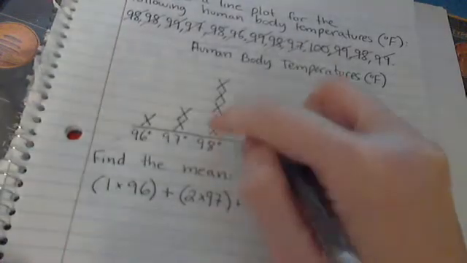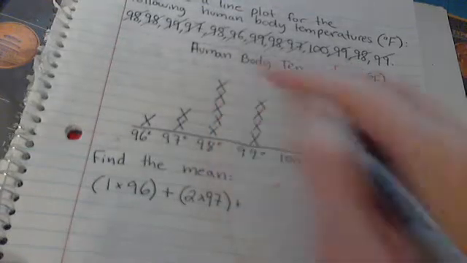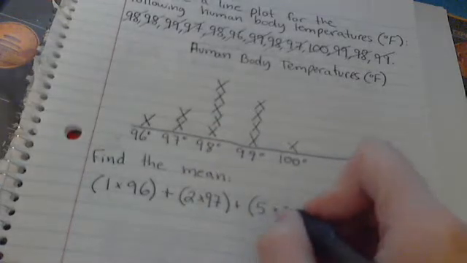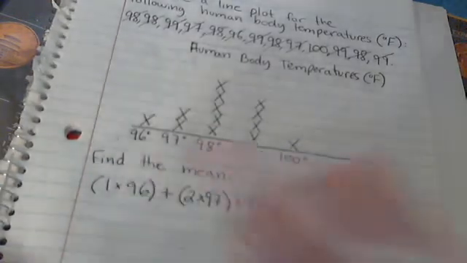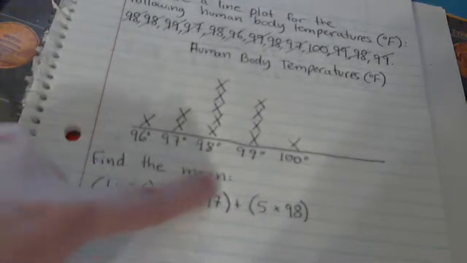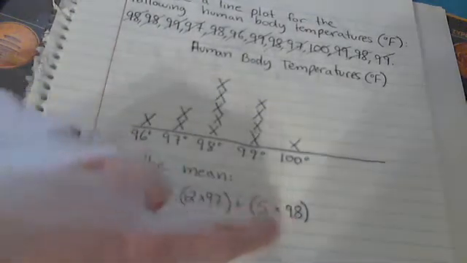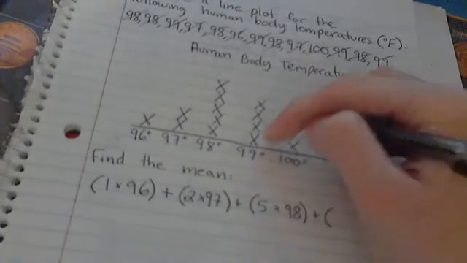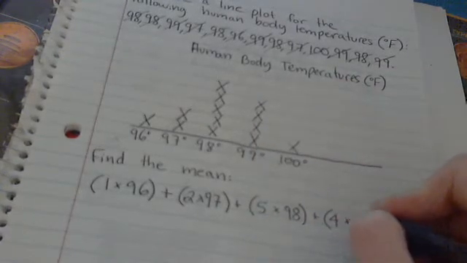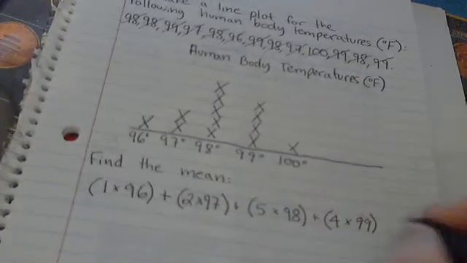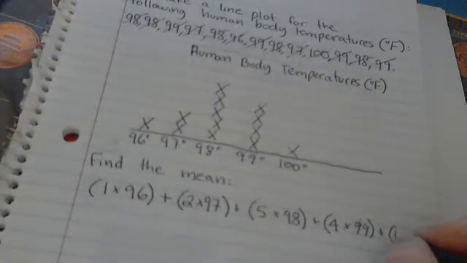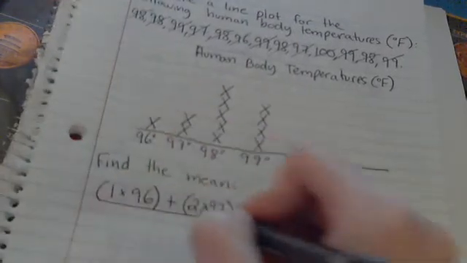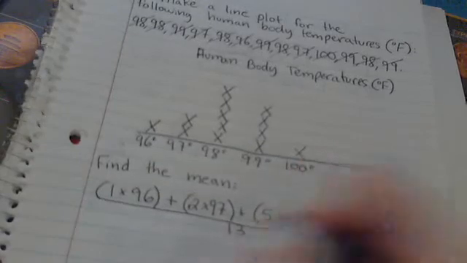Plus. Next, looks like there's 1, 2, 3, 4, 5 x's for number 98. So I'm going to multiply those. Remember, you are multiplying in the middle. Whenever I multiply these, it's the same as having 2 97s added, or the same as having 5 98s added. Then I'm going to add. There's 4 99s, so 4 times 99. Please don't add in the middle here. And then plus 1 times 100, because there's only one 100. And I'm going to divide all of that by the total, which is 13 x's.